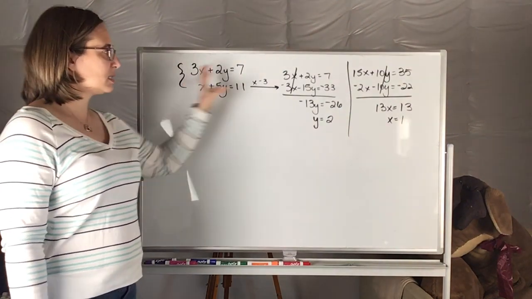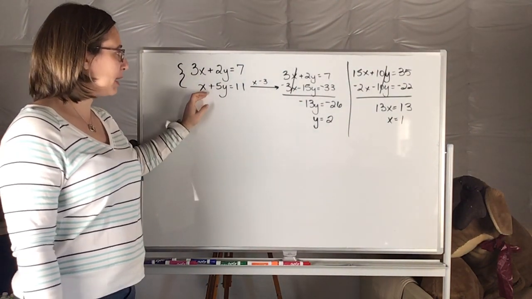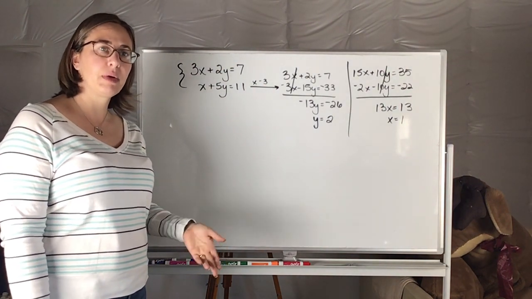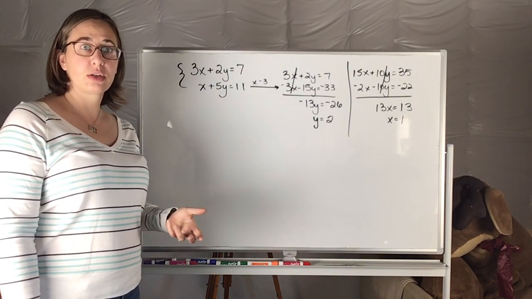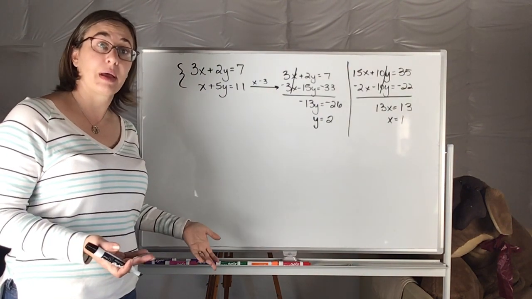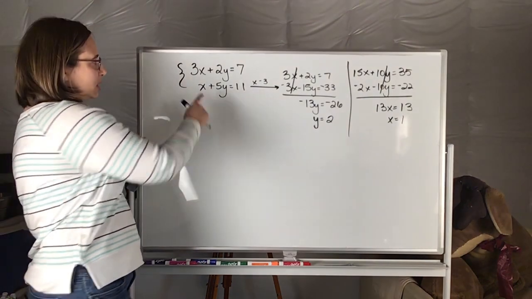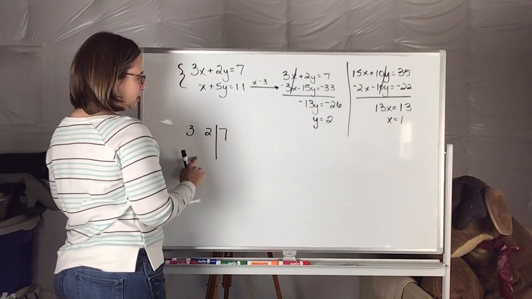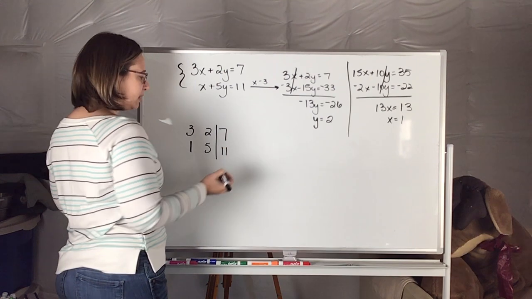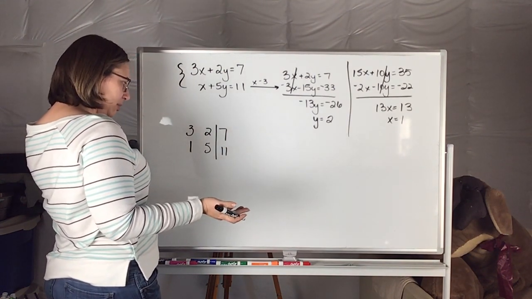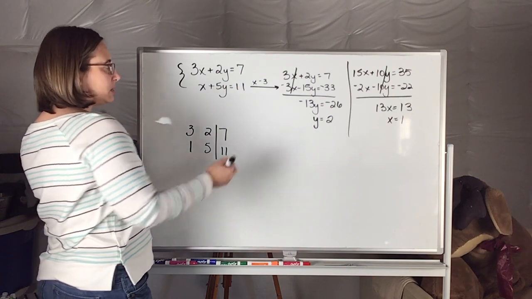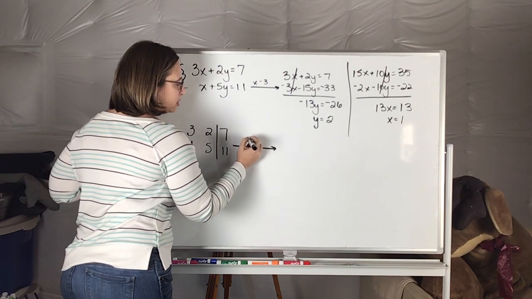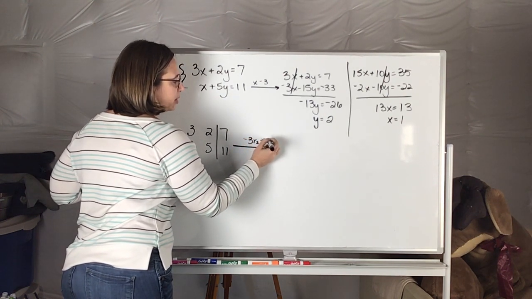So notice that this elimination method is multiplying by a constant and adding equations, which are the same steps that are allowable in matrices. So these are the row operations here: multiplying by a constant and adding. If I wanted to turn this into a matrix, I would just go 3, 2, 7, 1, 5, 11. My goal is to eliminate one of the variables. So I could do exactly what I did here, and multiply row 2 by -3. So I can do -3 row 2 plus row 1.